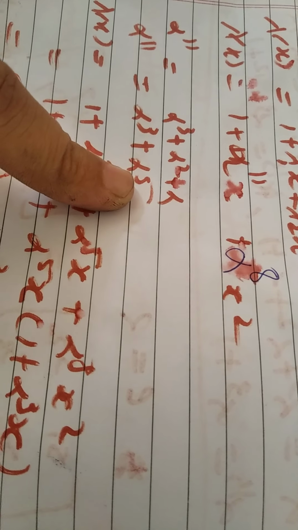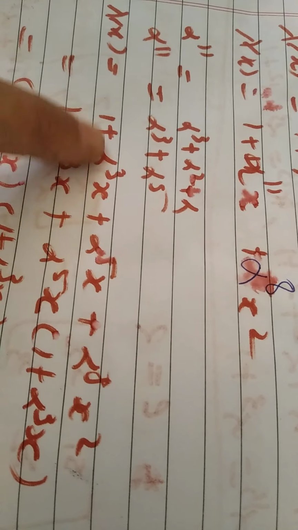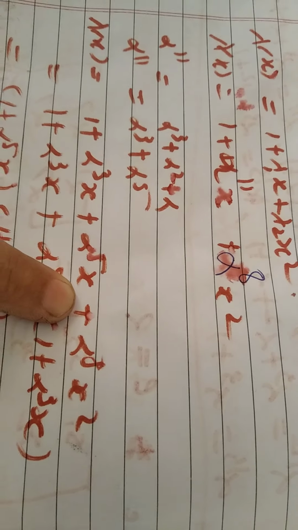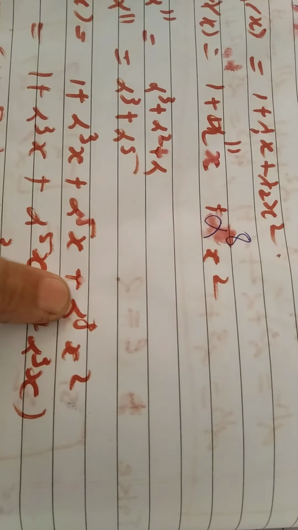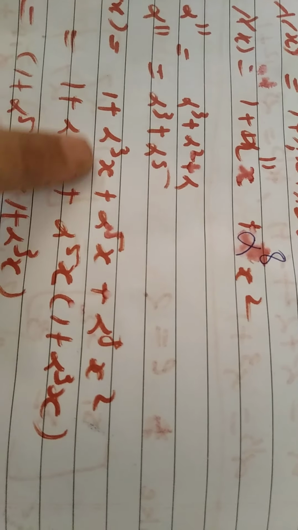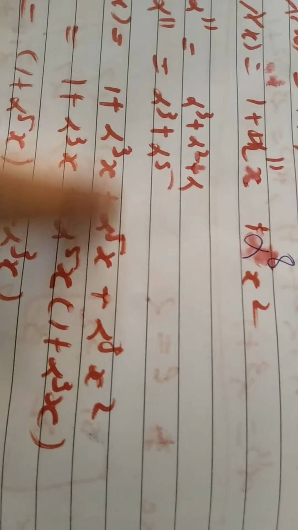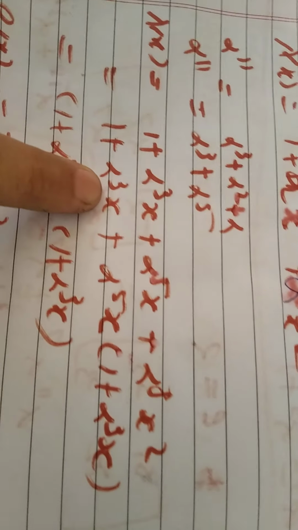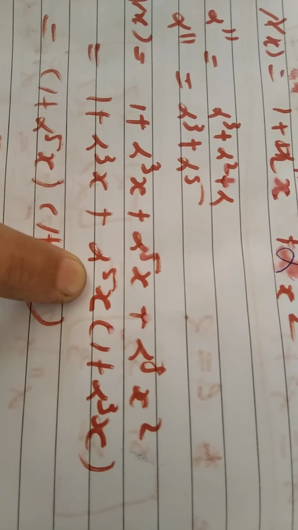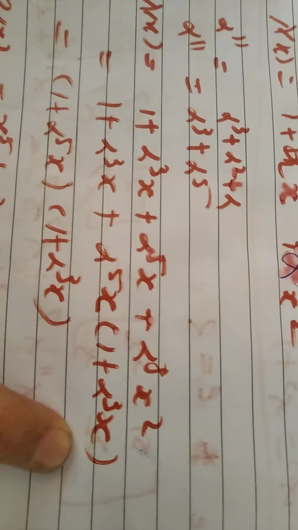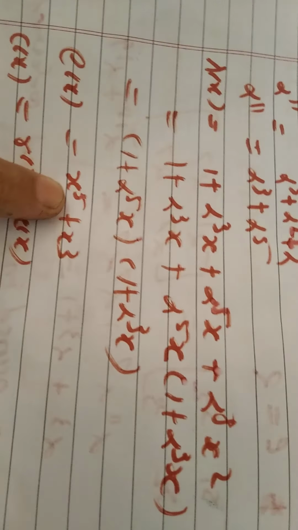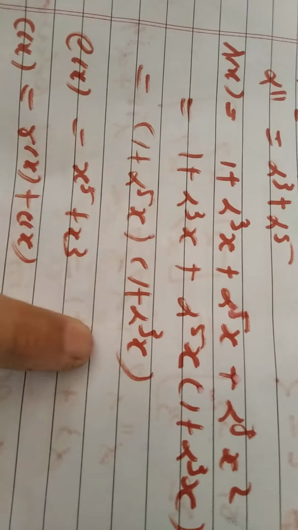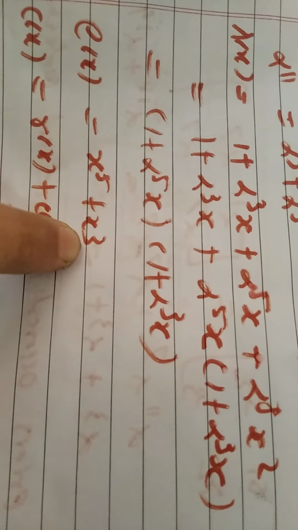Now you have to express alpha raised to 11 such that you will get alpha raised to 8. So here lambda x is equal to 1 plus alpha cube x plus alpha raised to 5 x, plus alpha raised to 8 x square. This 5 plus 3 is equal to 8. So you have expressed alpha raised to 11 in two terms such that their power addition is equal to 8. And 1 plus alpha raised to 5 x, 1 plus alpha cube x. So the two terms are 1 plus alpha raised to 5 x and 1 plus alpha cube x. That means the errors occurred at position 5 and position 3. So Ex is equal to x raised to 5 plus x cube.